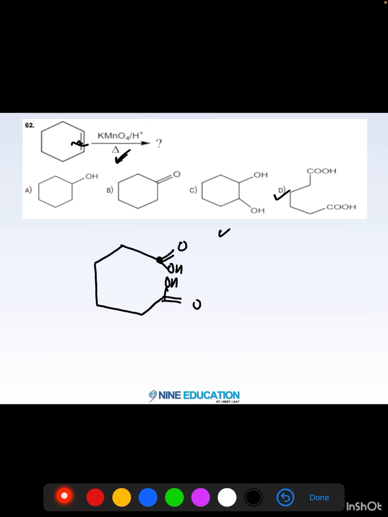This option C should be coming when you'll be using the conditions of Baeyer's reagent, meaning cold, alkaline, dilute KMnO4, like that.